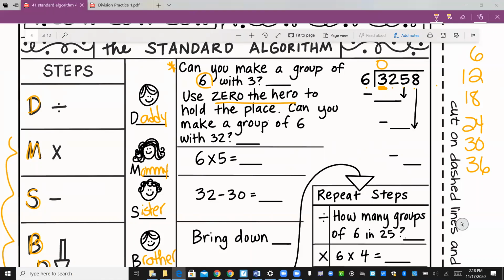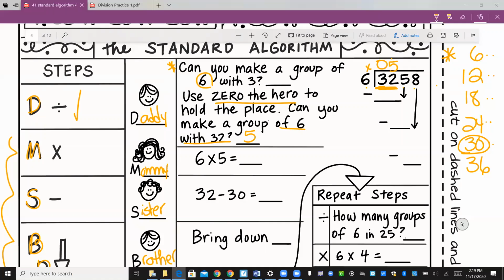And then we're going to ask ourselves, can you make a group of 6 out of 32? So we're going to extend this line over and then ask ourselves, can I make a group of 6 out of 32? Well, let's look over here back to our multiples. 6, 12, 18, 24, 30. 36 would be too many, so we could stop at 30. And we know that's 1, 2, 3, 4, 5 groups of 6. Now, I'm going to record that 5 up here above the hundreds place, since we made that 32. So I divided and made groups of 5.